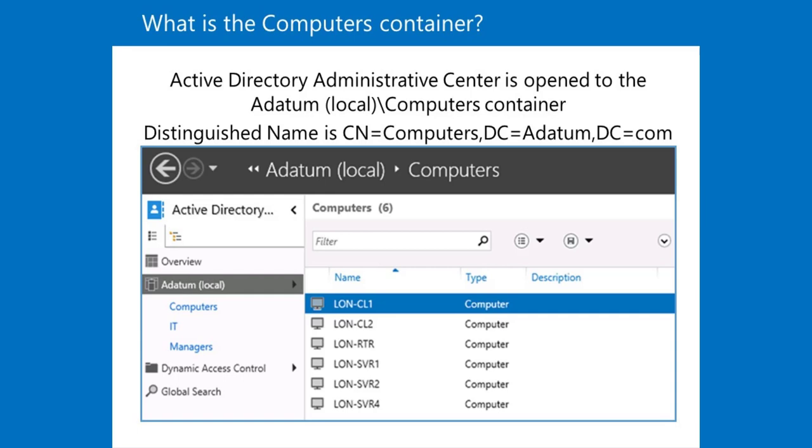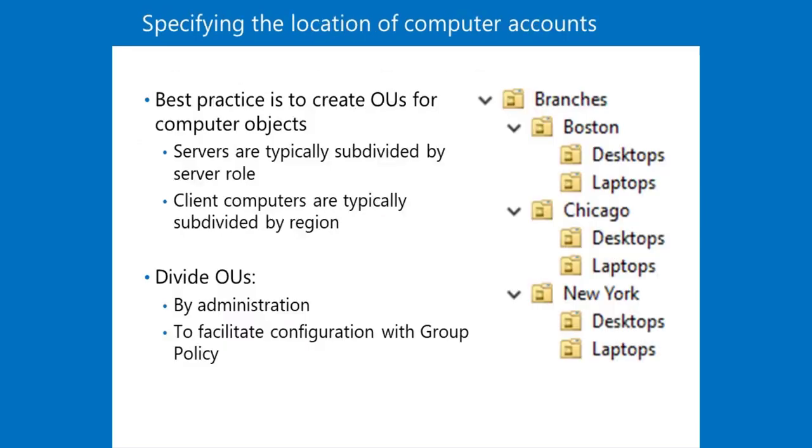The distinguished name CN=Computers,DC=Adatum,DC=COM provides a full description of the computer's object. The common name, CN, Computers, is a container located in the domain component, DC, Adatum, which is in the domain component named COM. Before you create a computer object in AD DS, you must have a place to put it. When you create a domain, the Computers container is created by default.